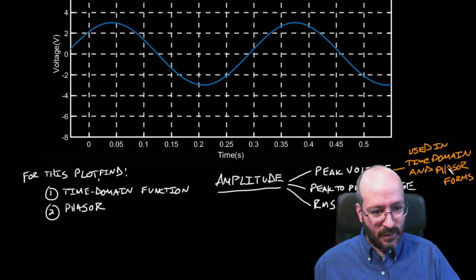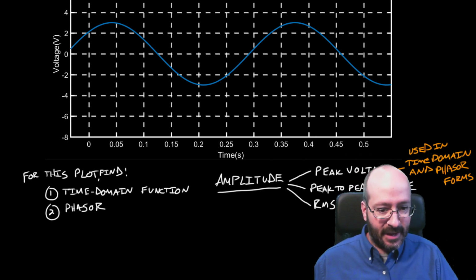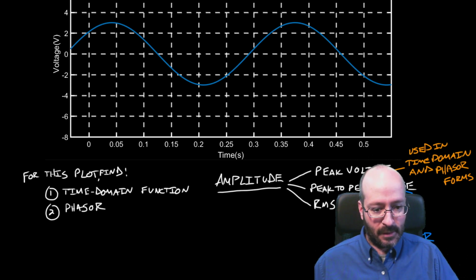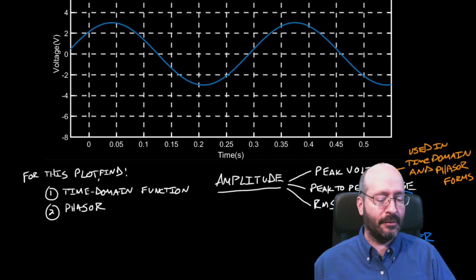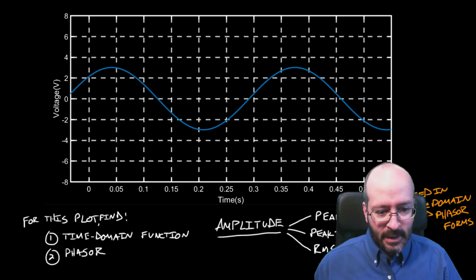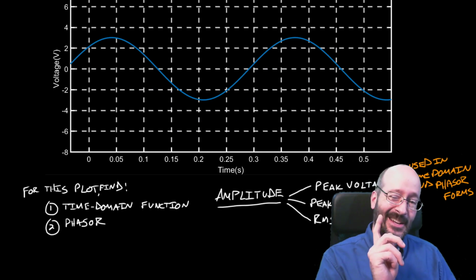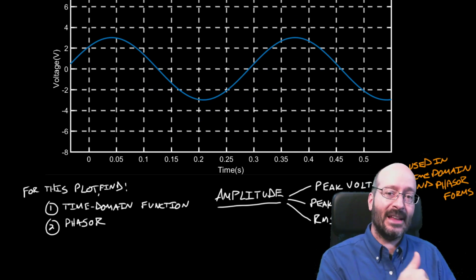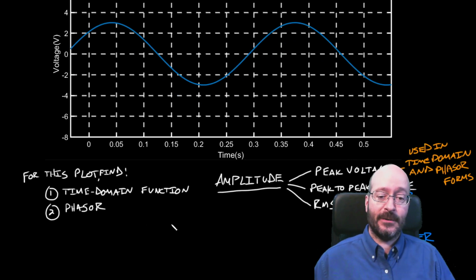So why not read that right off the plot? Well, the reality is that the peak-to-peak voltage is easier to read off the plot. So we can relate those two. It's as simple as some of you probably suspect it is. So I'm going to find the peak-to-peak voltage, and then I'm going to convert it to the peak voltage, because that's what I'm going to include in my time domain function and my phasor domain function.